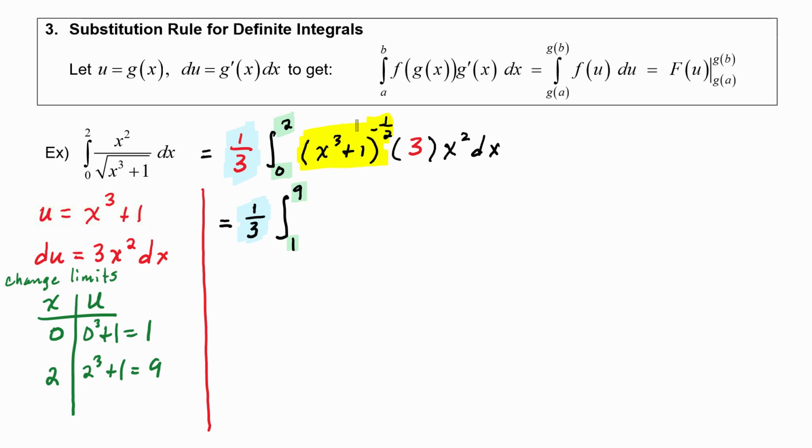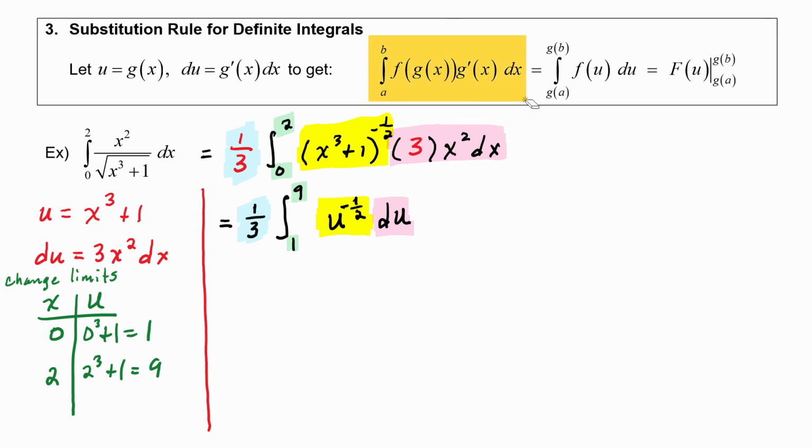This expression right here, the quantity x cubed plus 1 to the negative half, is going to become u to the negative half. And then finally, 3x squared dx gets replaced with du. So now the integral is completely in terms of the u variable. So let me help you connect this to the rule.